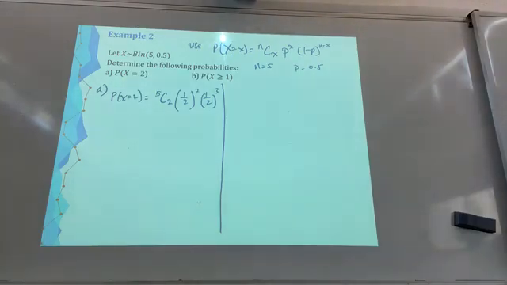Is this formula on the formula sheet? I think so. Let me check. Yes, it is on the formula sheet. Perfect. So you can work out 5C2. You can use your Pascal triangle if you want to.